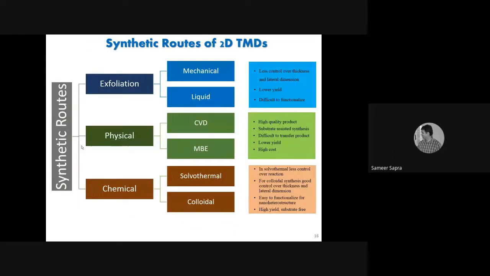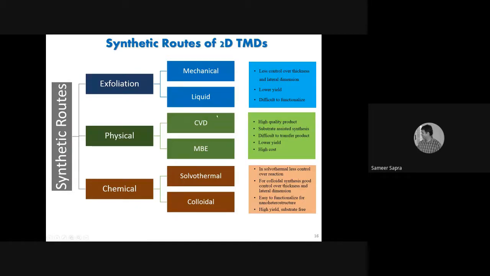And we have a lot of synthetic routes of two-dimensional transition metal dichalcogenides. Exfoliation being the easiest, most common route that has been exploited. Mechanical, so you can do sonication. Liquid exfoliation, where you can actually use chemicals also. So more of chemical exfoliation, I would say.